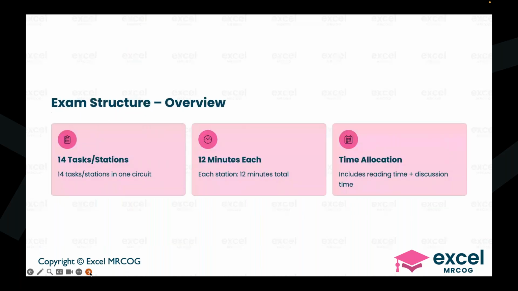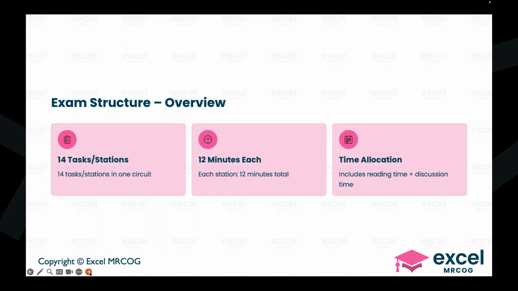So what does the exam consist of? There are 14 tasks, all right? 14 tasks for the MRCOG Part 3 exam, and it would be a circuit. In the on-site exam, you would have a circuit of 14 cubicles, and the candidates would be going from one cubicle to the other to answer 14 such tasks. There would be 12 minutes per task. 2 minutes would be your reading time and 10 minutes for you to do the task.